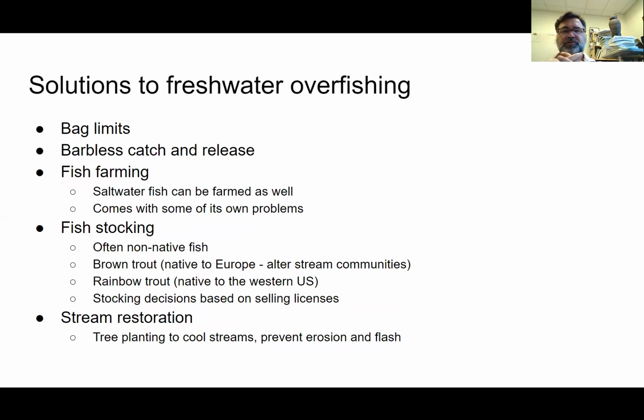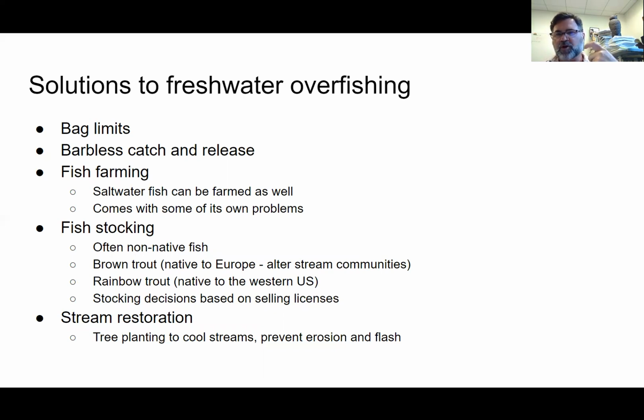Okay, so solutions to freshwater overfishing. Bag limits, obviously, that you can only take so many fish of a certain size. So bag limits are extremely important. In some places, especially for trout, you have barbless catch and release and a barbless hook. So you have a hook, and a barb is a small piece that sticks out by the hook that doesn't let the hook pull out straight.